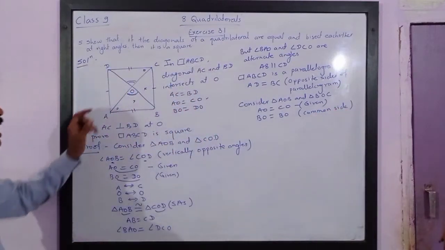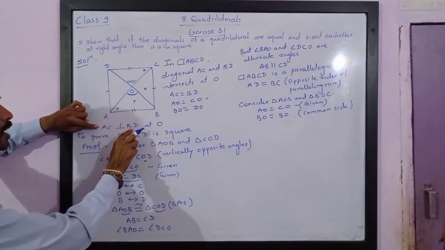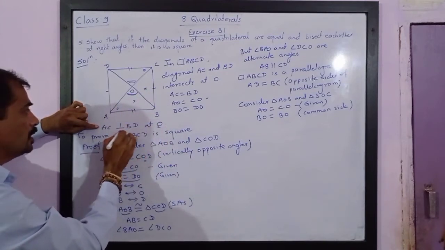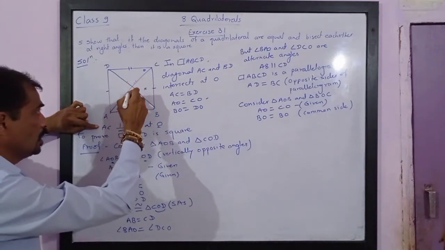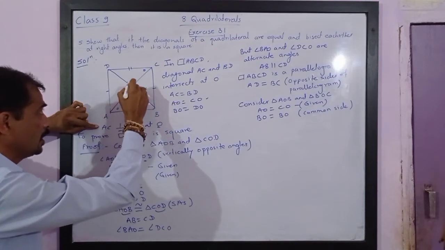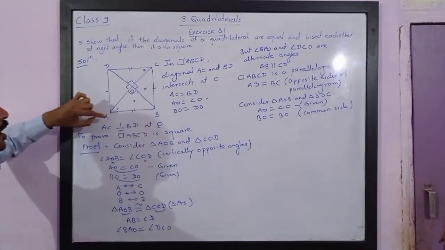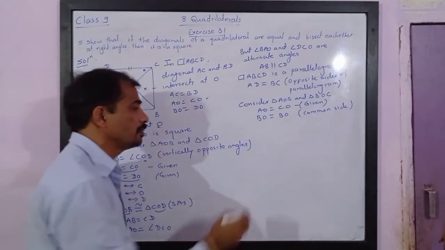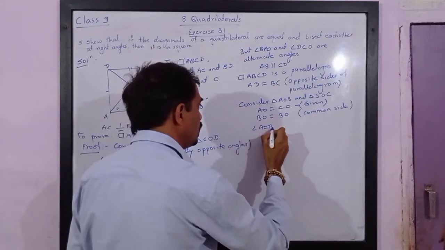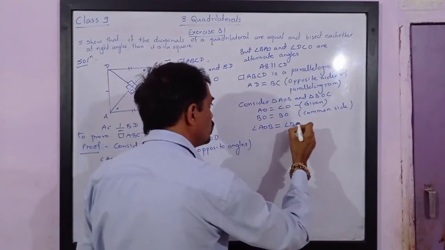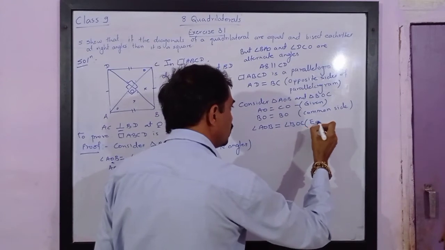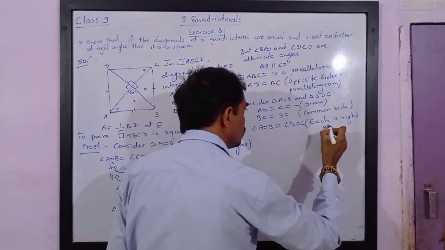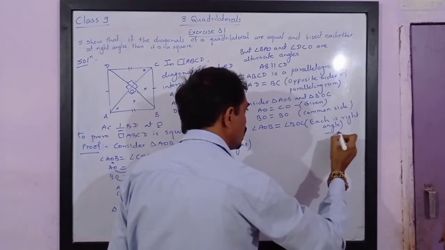Now see, we are given that AC is perpendicular to BD at O. Perpendicular means they are making right angles. So this angle is 90 degrees, this angle is 90 degrees, this is 90 degrees, this is 90 degrees. Therefore, I will get angle AOB equal to angle BOC. Reason is, angle AOB equals angle BOC, each is 90 degrees. Each is a right angle. Or you can say this is also given to us.